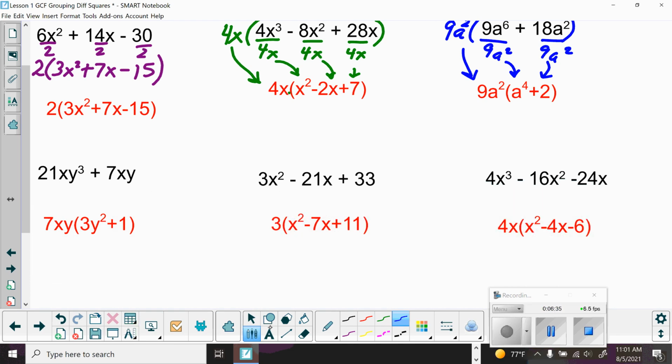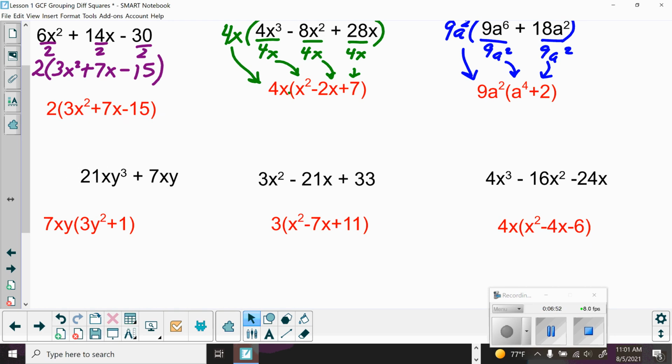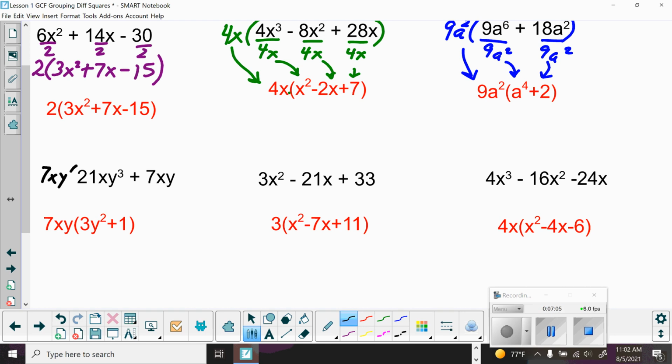I'm only going to do one more in the video, and that's because, well, this one gets a little tricky. We have 21xy cubed, and actually I'm going to move this over here so that I can write better. I've got 21 and 7, so 7 will go into both terms. X and y cubed, x and y. I can get an x out of everything and a y out of everything. So I divide everybody by 7xy.